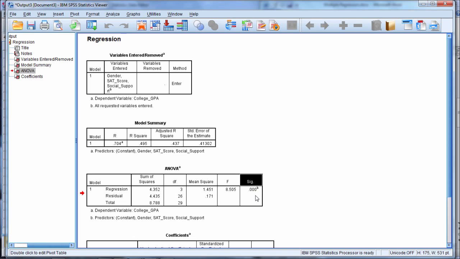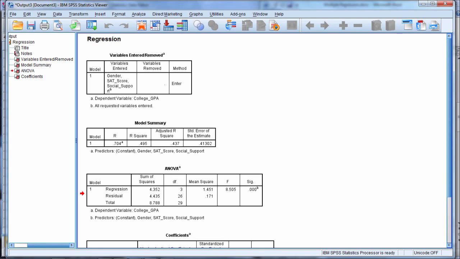So since this is less than 0.05, we know that this value of r squared is significantly greater than 0, and that means that our predictors are able to account for a significant amount of variance in college GPA. So in other words, the regression model is significant. And we could interpret the results of the ANOVA table as follows.